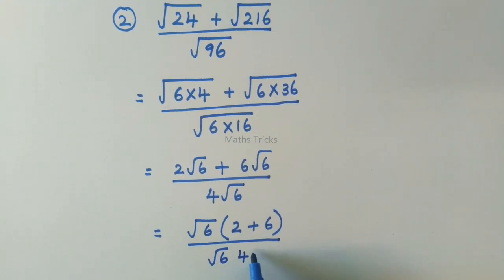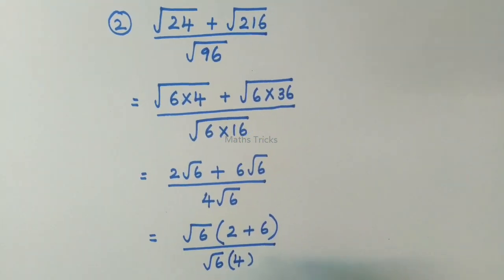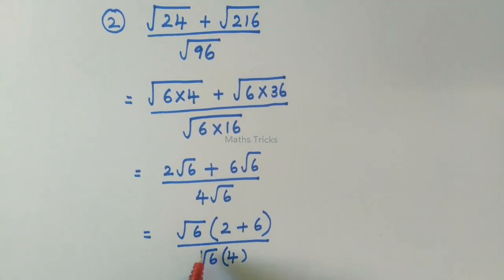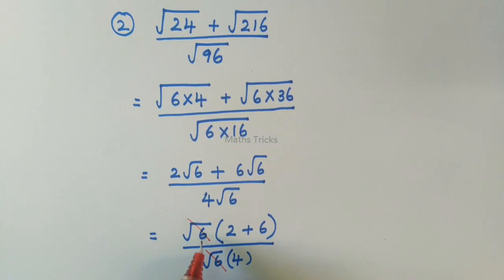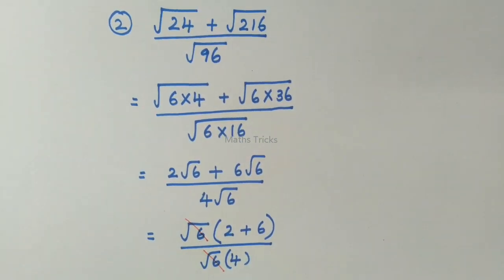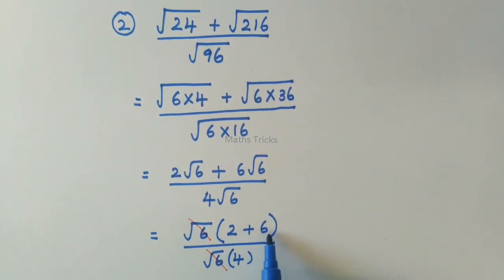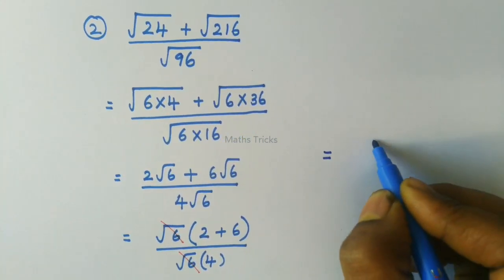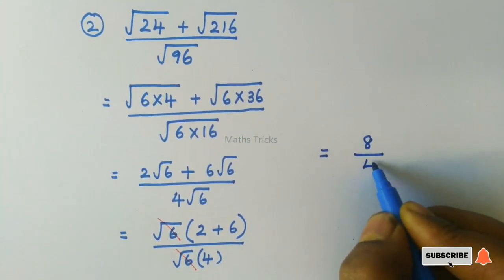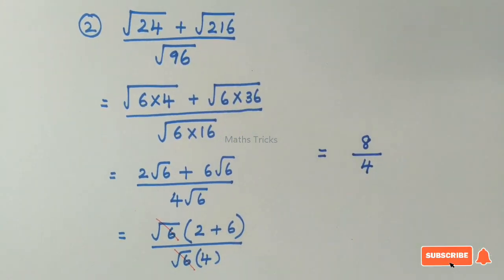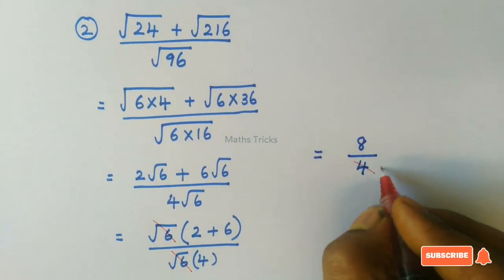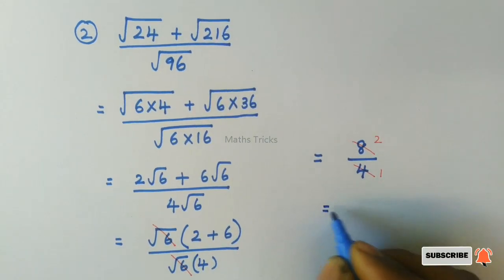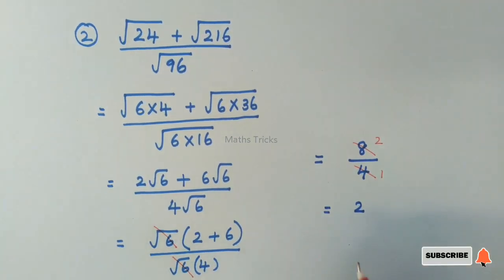The next step is we cancel the root 6 and root 6, because these two values are the same. So they get cancelled. The next step is 2 plus 6, that is 8, so we put 8 divided by 4. Again we cancel this: 4 ones are 4 and 4 twos are 8. So the final answer is 2. So 2 is the perfect answer for this simplification sum.